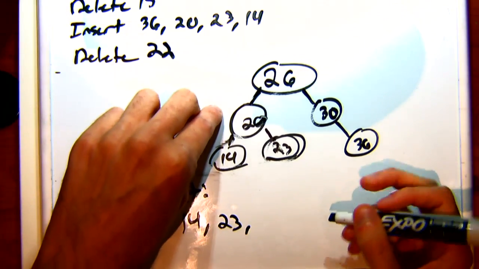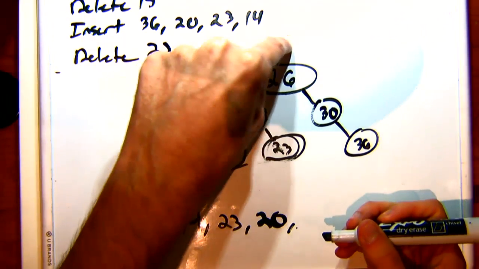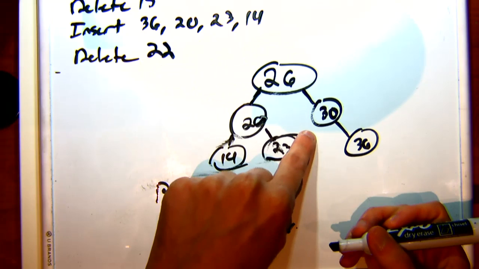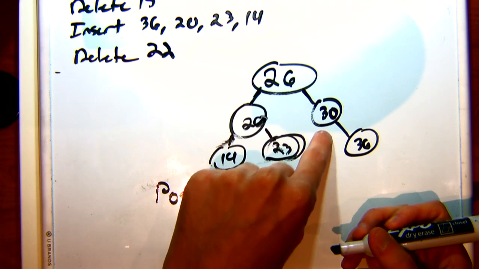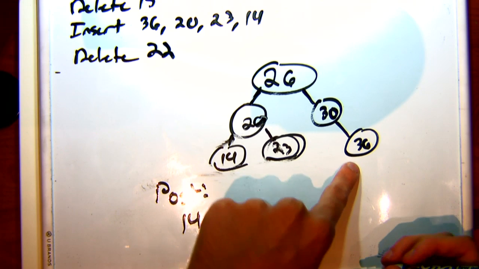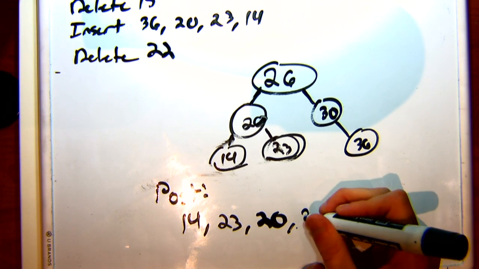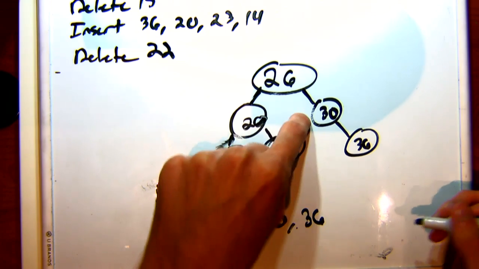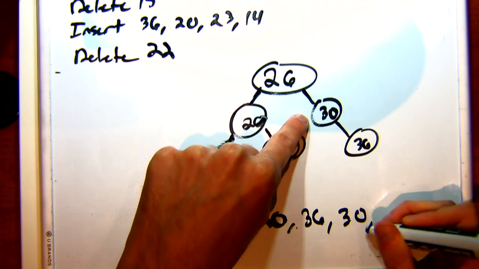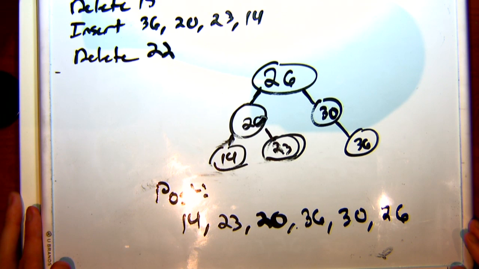Then we're going to come back to 20, and then finally print that out. Then we'll go to 26, and try to go right on 26. Then we'll go left on 30, and then we'll try to go right on 30, which we can. So we'll go to 36, and we'll try to go left, we'll try to go right. We'll come back to 36, then we'll come back to 30, then we'll come back to 26. So that's what the post order would look like.